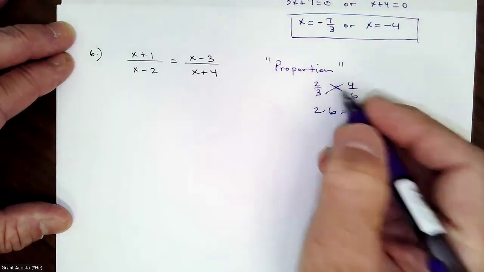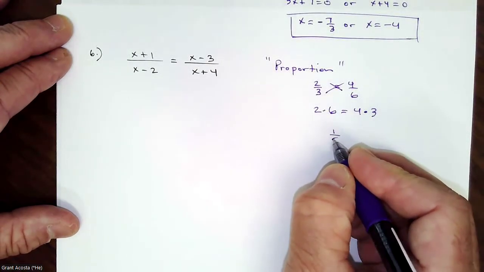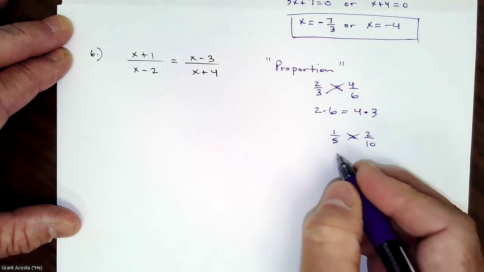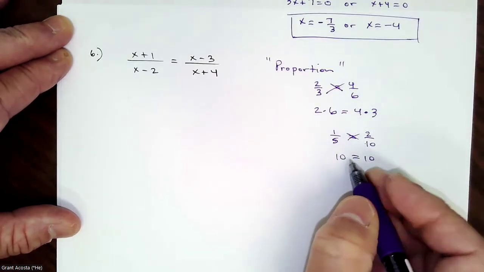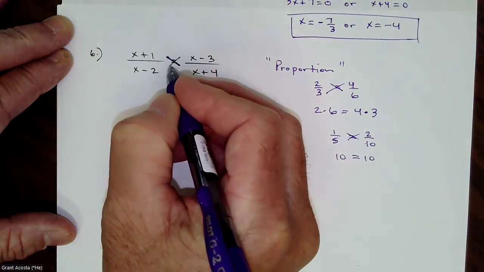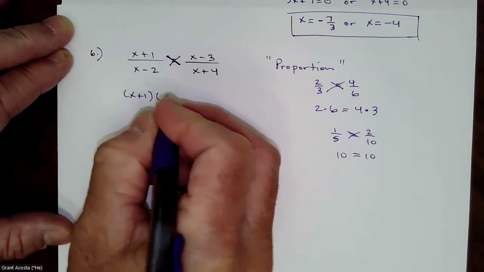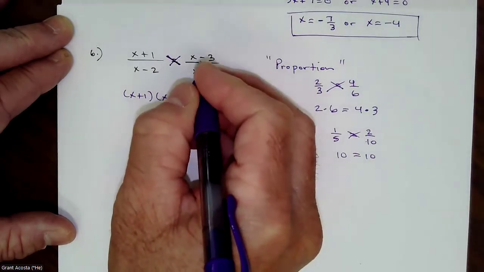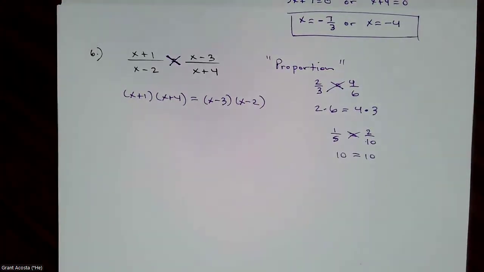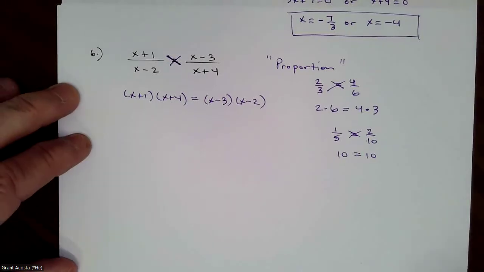And that's always true. Whenever you have two fractions equal to each other, here, let's do another one. What about 1/5 and 2/10? If I cross multiply, 2 times 5 is 10, 1 times 10 is 10. So what is always true when you have a proportion is the cross products are always equal to each other. So I know right now that x plus 1 times x plus 4 better be equal to x minus 3 times x minus 2. And by doing that, what do you notice? I don't have any denominators anymore, right?